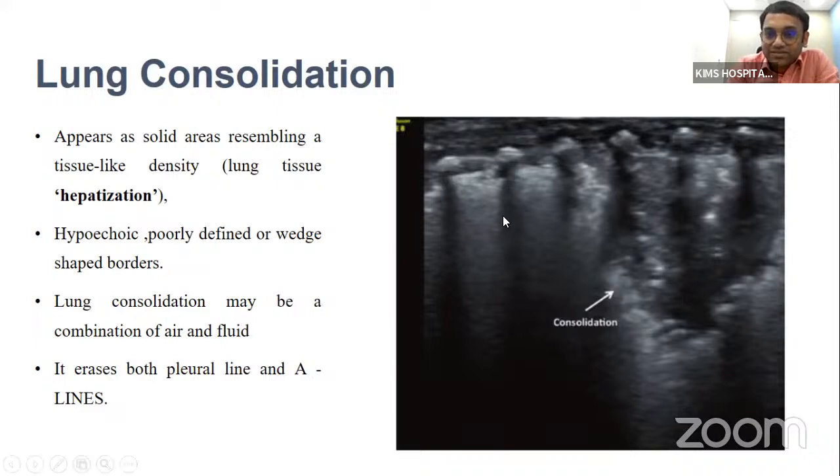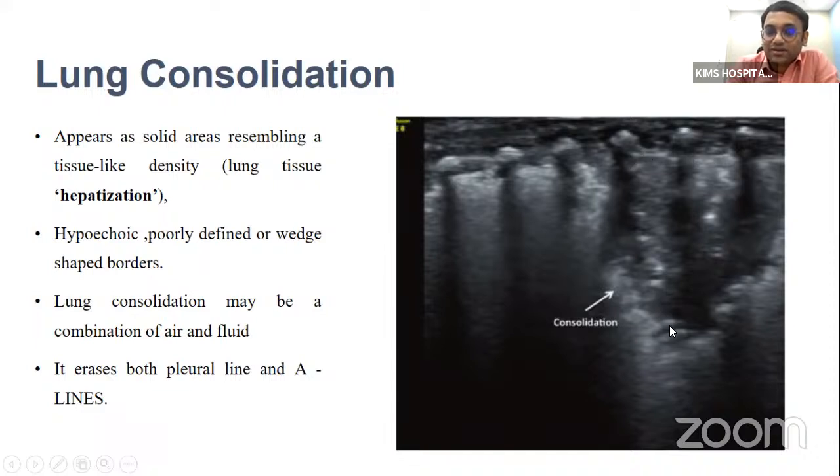When you see these lines, instead of B lines, here we can see very irregular lines associated with dense tissue, like you can see the liver and the lungs look almost similar. And this lung consolidation may have some amount of fluid, may have some amount of air, which can lead to small speckle-like things. And we can see that the pleural line above this consolidation is disrupted. So this we call consolidation.